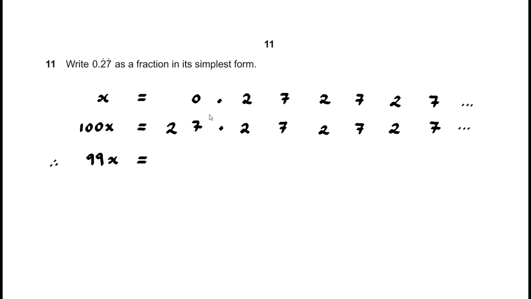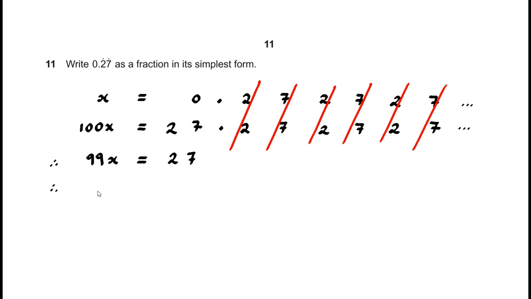Subtract 0.27, 27, etc. Now if we think about which units cancel, these cancel when we subtract, which means 99x is just equal to 27. And if I solve for x, x is equal to 27 divided by 99, which is equal to 3 over 11. So we've got 3 over 11.